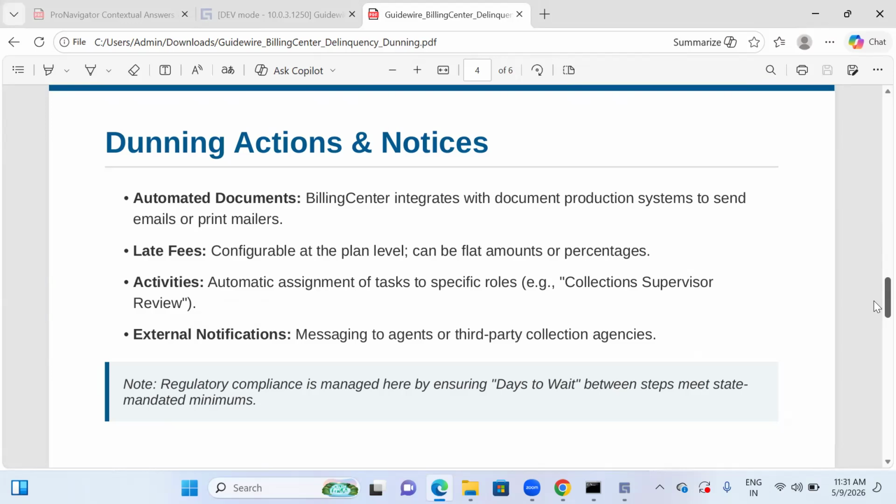Finally, external notification, where we have to send messages to agents, or third-party collection agents will be involved. So these are the different dunning actions and notices involved. This is the overall structure one should know and understand when talking about delinquencies as well as dunning.